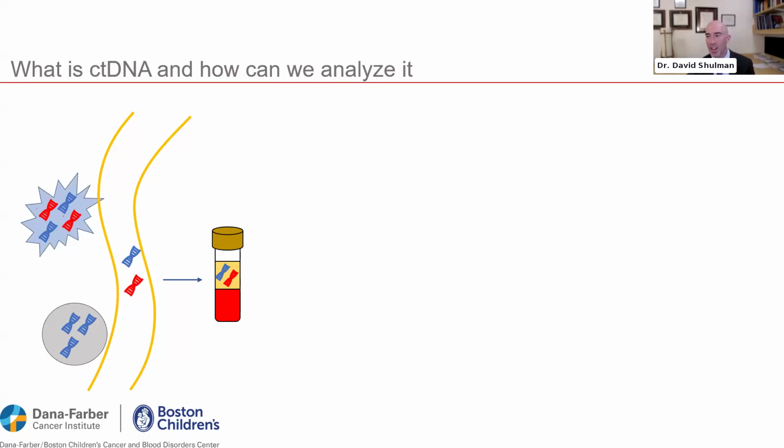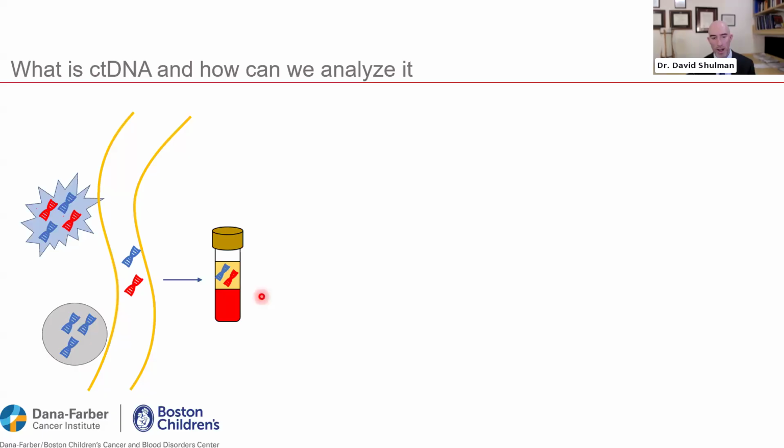On the left-hand side here, you can see what would be a blood vessel between the yellow lines. And for a patient who has cancer, there are tumor cells in this blue cell in the upper left. And there may be normal cells, like the cells that line our blood vessels or white blood cells. And both of these cells, as they turn over and die, release DNA into the blood. So in everybody's blood, they'll have normal DNA that floats around. And in a patient who has cancer, there may also be DNA from the tumor. And so we can collect this in a blood sample.